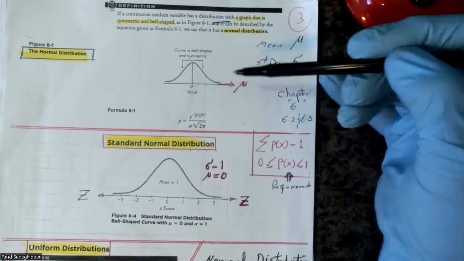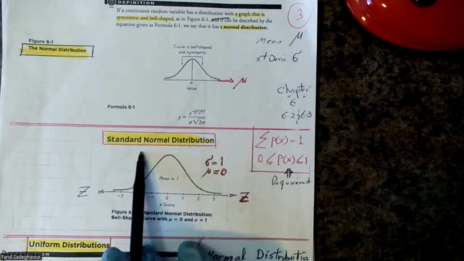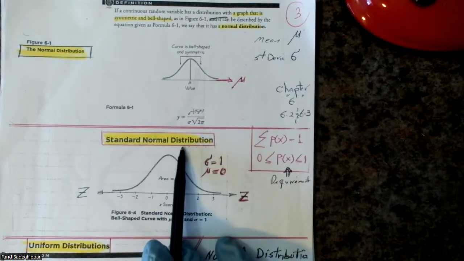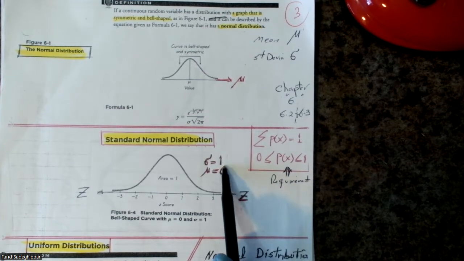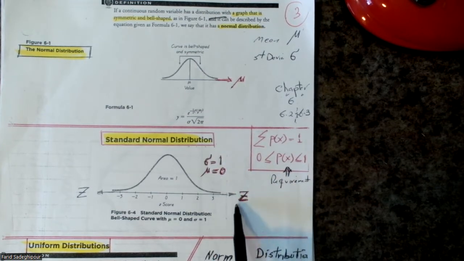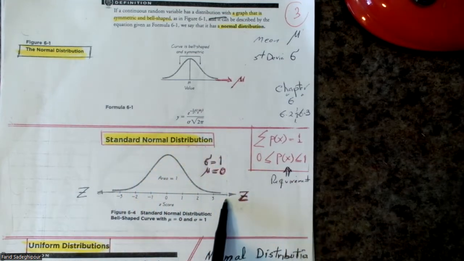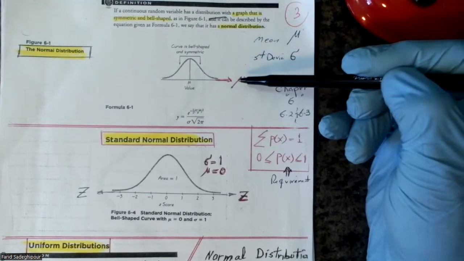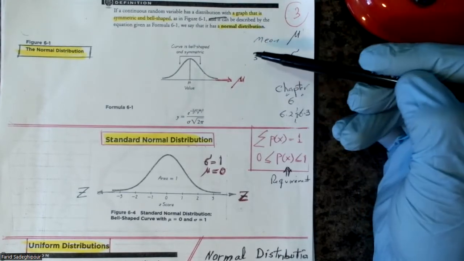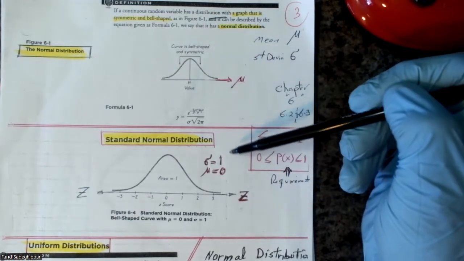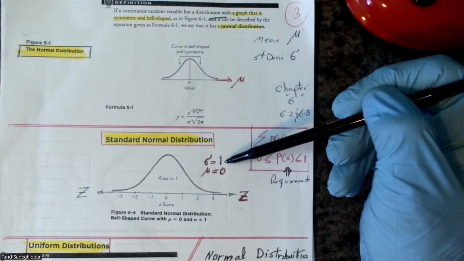Now, there is a special case. They call it a standard normal distribution. A standard normal distribution is the case where the standard deviation is 1 and the mean is 0. In that case, the horizontal axis we use is z. And all the tables that you see in Chapter 6 are based on the standard normal distribution, because the normal distribution can have so many different numbers for the mean and the standard deviation. So if the standard deviation and mean are different numbers, that's the normal. But the special case is when the mean is 0 and the standard deviation is 1.